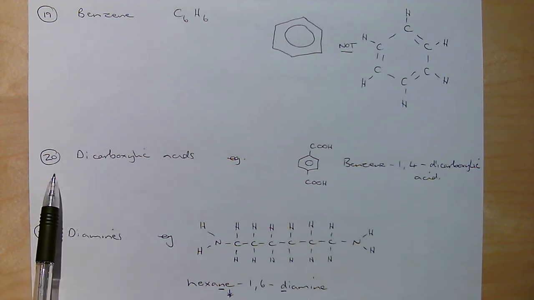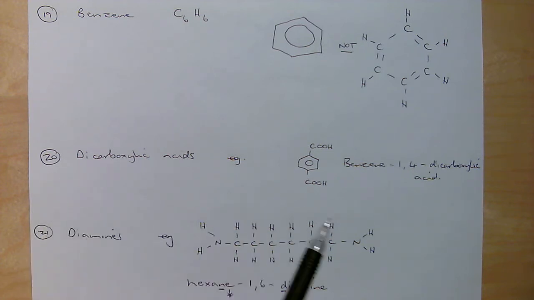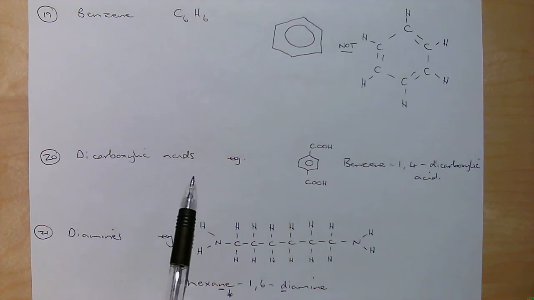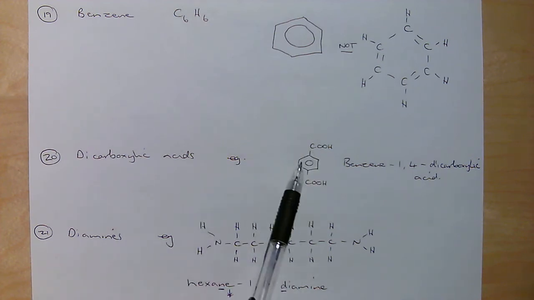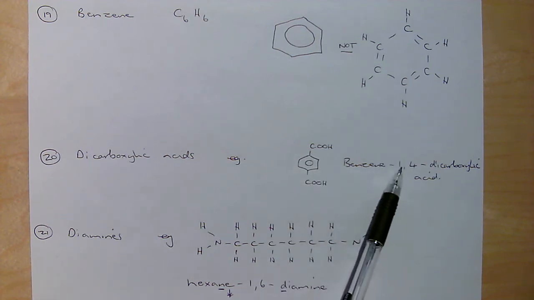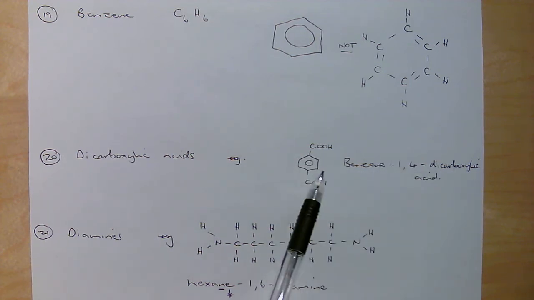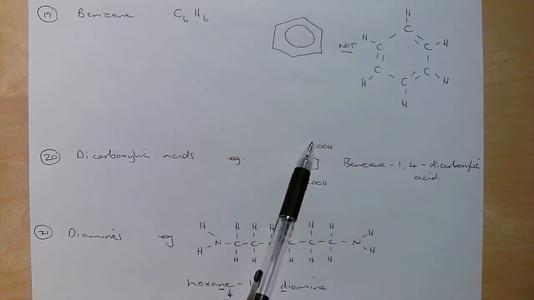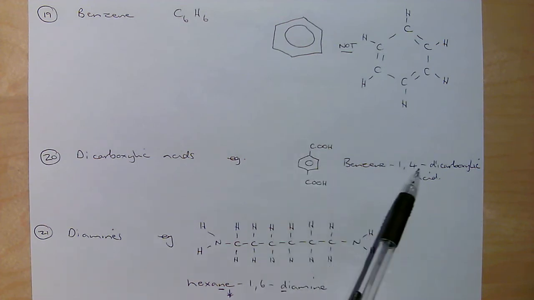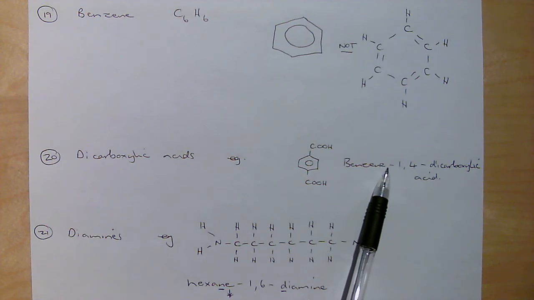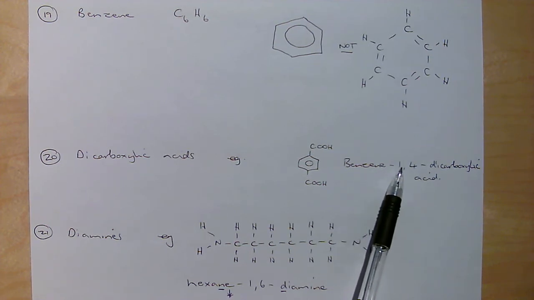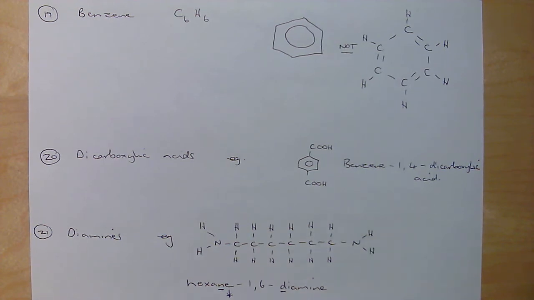Okay, right, and then at number 20 we've got dicarboxylic acids. So dicarboxylic, we know what that means, two carboxyl groups on something like a benzene ring, it could be. So that would be benzene-1,4-dicarboxylic acid. Benzene, position 1, 2, 3, 4. Dicarboxylic acid, because I've got two of them. Benzene-1,4-dicarboxylic acid. Also note that between letters and numbers we've got a hyphen, but between numbers we have a comma. Very, very important.